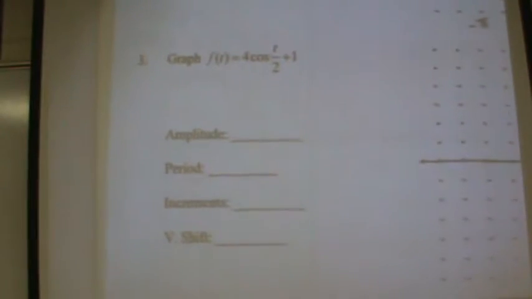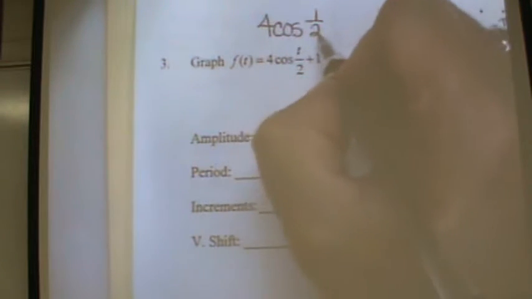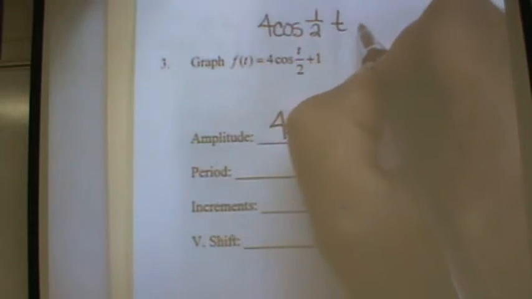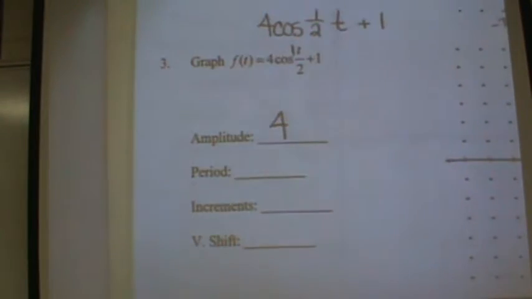Number 3, what's the amplitude? 4. What's the b value, by the way? 1/2. Here, I'm gonna rewrite it for you. So if there's a t, it's just 1. Yes, the coefficient in front of t is 1/2.